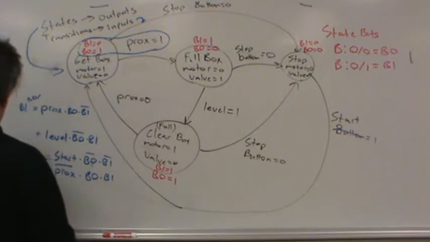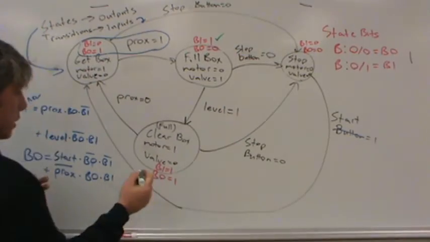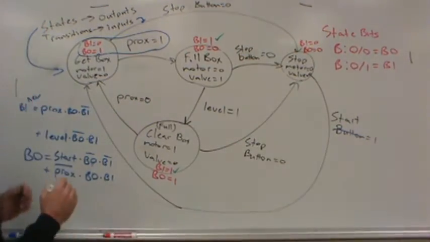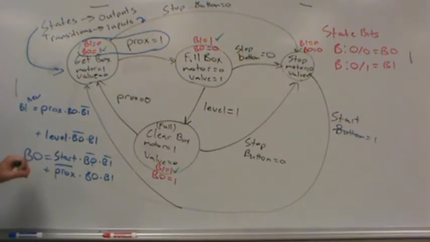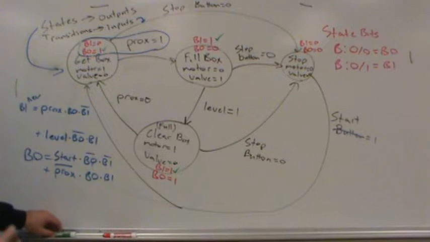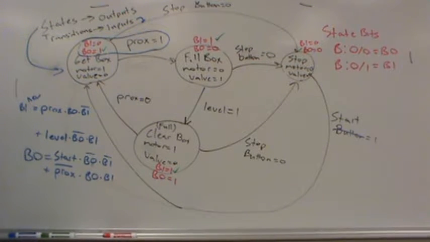Let's check off the ones that we've taken care of. We've taken care of all the B1s, right? And now we just took care of that one, right? There were 2 transitions to it, so we've got that. Is there another place where B0 is equal to 1? Yes, right here. Okay. 2 other people need to help me out on that.